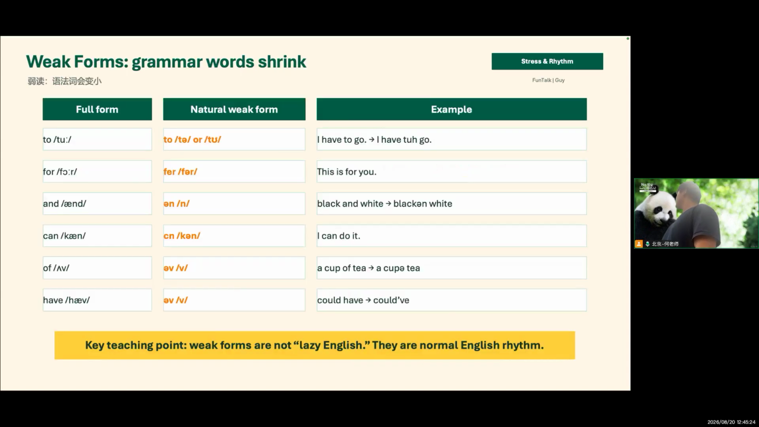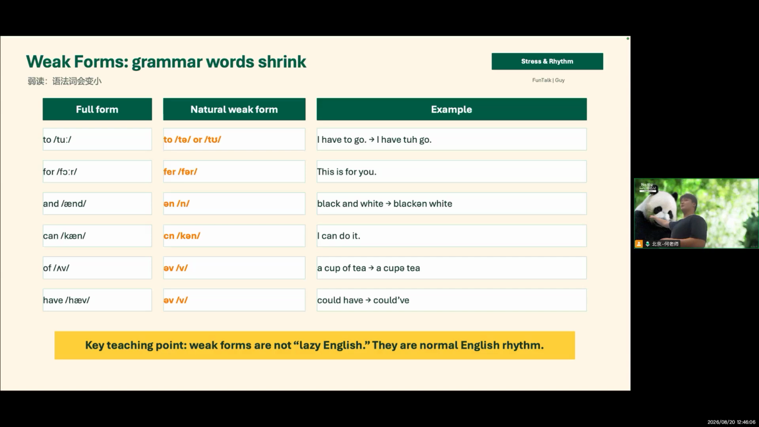Okay, so let's look at these weak forms. 弱读, for the 轻读 that I just talked about earlier. We have to, for, and, can, of, have. Actually, when we are speaking in a sentence, we will say them like this: to, for, an, can, of. So I'll just show you. I have to go is have to go. I have to go.